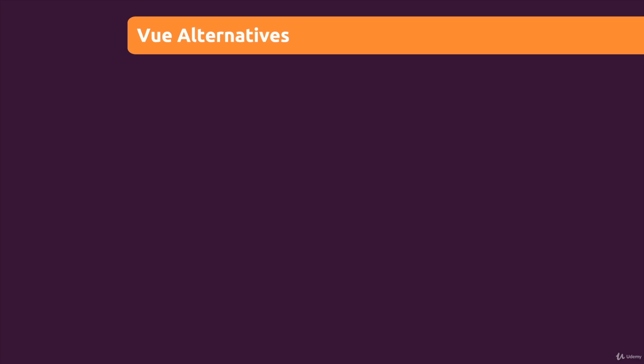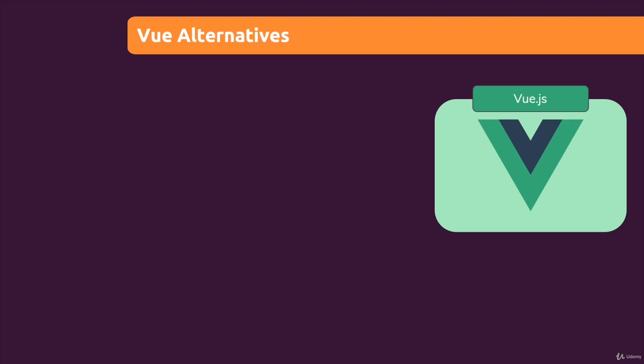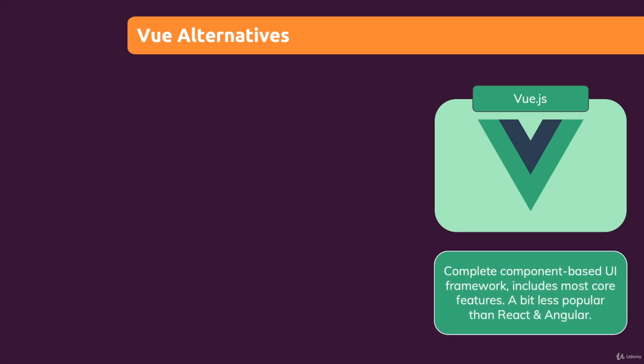It's also worth mentioning that we have alternatives to Vue. Vue.js, of course, is the focus of this course, and here we will learn all about Vue. Vue will turn out to be a complete component-based UI framework, and you will learn what component-based means throughout the course, no worries. And it's a framework that includes basically all core features you need to build modern web applications. Now you already see that it has one downside, and that is that it's a bit less popular than React and Angular.